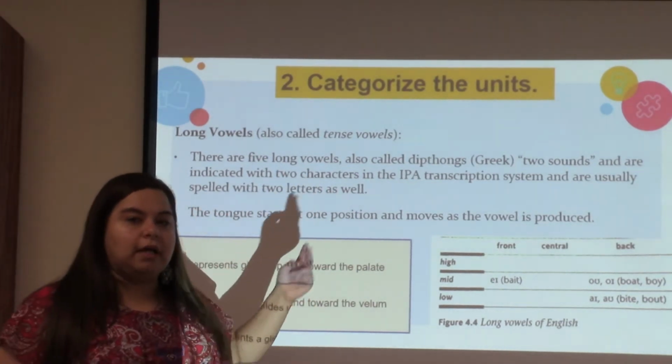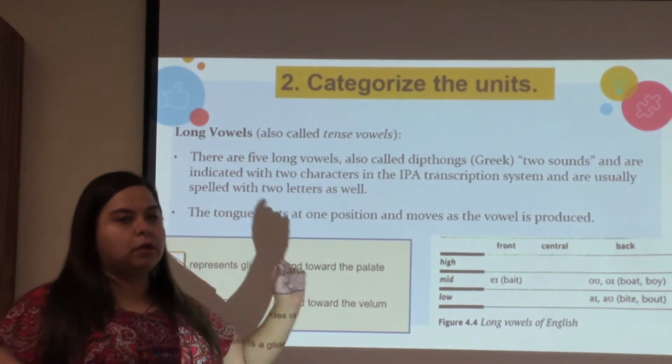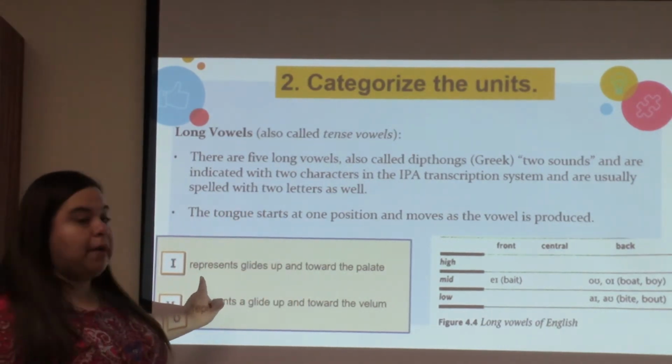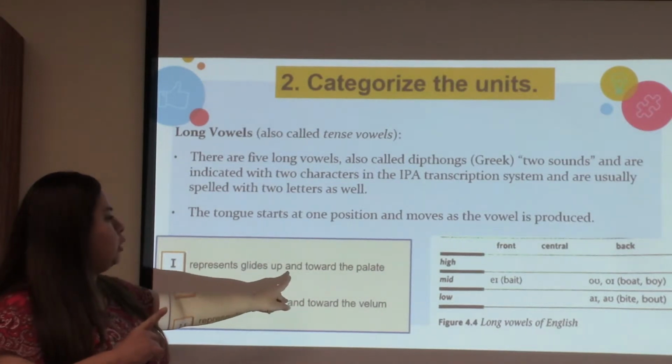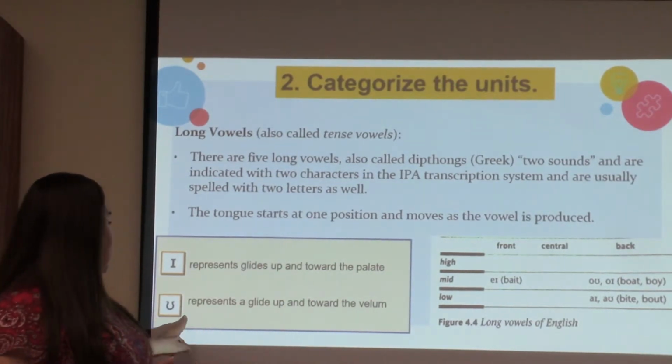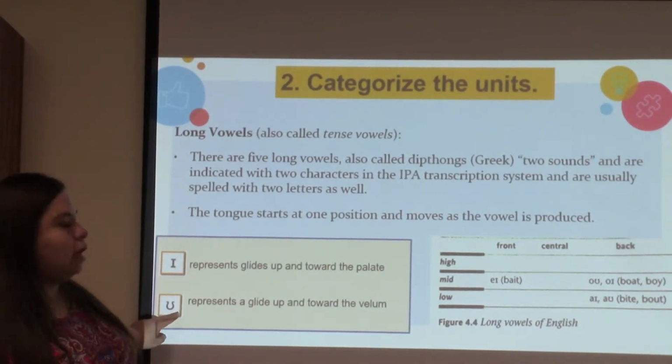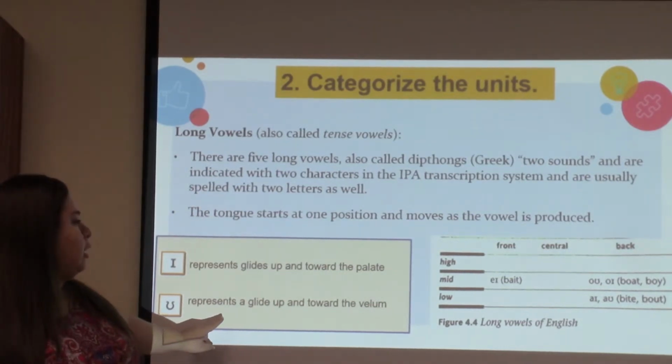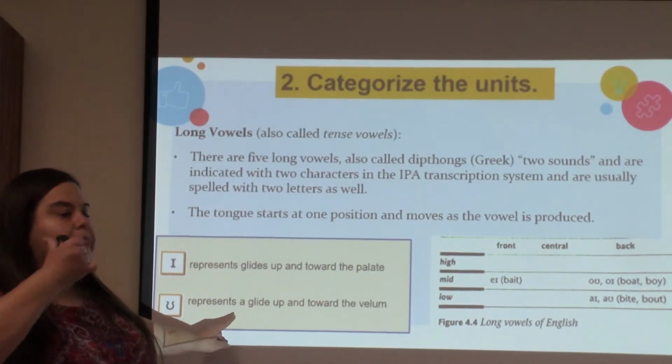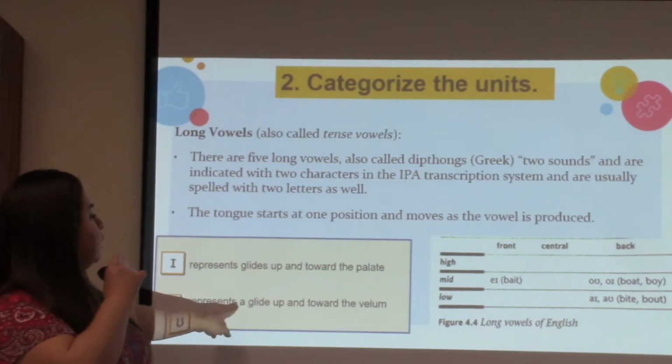The reason it's called 2 sounds is that the tongue will start at one position and then it's going to move to another position. It might go upwards, as in an up and toward the palate glide, or the upside down horseshoe would mean that it's going to glide up and toward the velar, up and back. This would be up and forward, and this would be up and back.